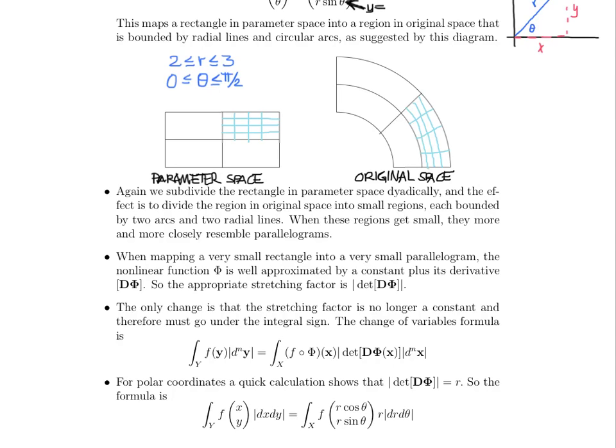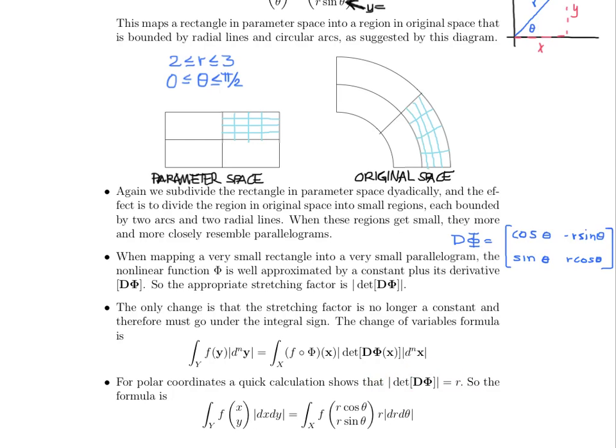even though these regions are bounded by 2 arcs and 2 radial lines, when they get really, really small, they do look like parallelograms. And so when mapping a very small rectangle into a very small parallelogram, phi, which was originally a nonlinear function, is basically well approximated by a constant plus its derivative, d phi. So the appropriate stretching factor is going to be the determinant of the Jacobian of phi. Well, what does that look like in this particular case? There it is. And in fact, its determinant is just going to be r, which we calculate right down here.